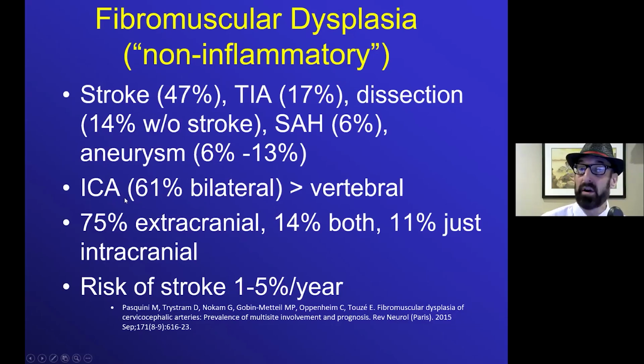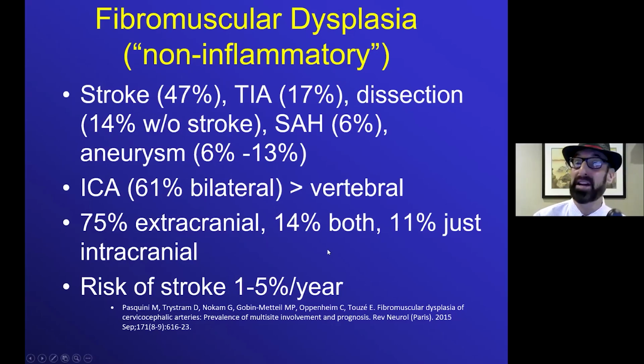The carotid arteries are affected more commonly than the vertebral arteries, and bilateral involvement of the carotid artery is seen in 61% of those that are affected. It's usually an extracranial manifestation, so not really central nervous system, if you will, more in the neck, but you may see it in 14% both intracranial and extracranial, and 11% just intracranially. So obviously 25% have intracranial involvement, and that involvement may be narrowings, widenings, aneurysms, dissections intracranially.